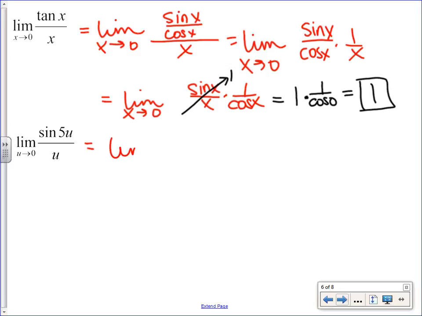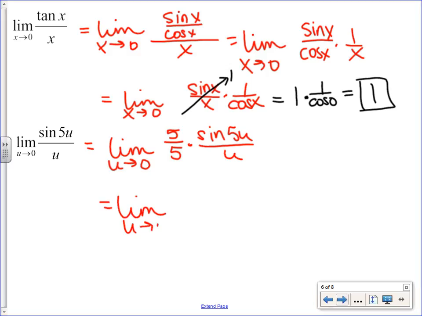Multiply by 5 over 5. Okay, we can't change the value, but we can multiply by a well-chosen one. What do I mean by a well-chosen one? I multiply by 5 over 5. One that fits the purpose that you want. We have not changed the value, but now this looks like 5 times the sine of 5u over 5u.